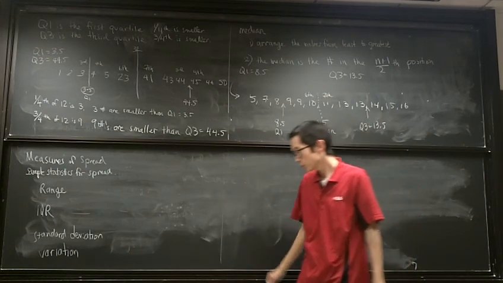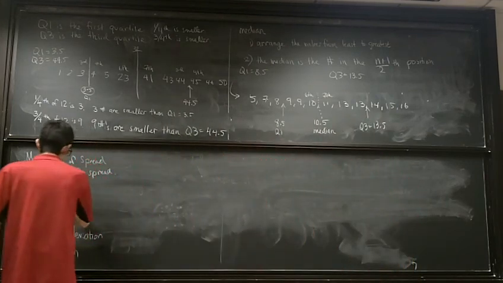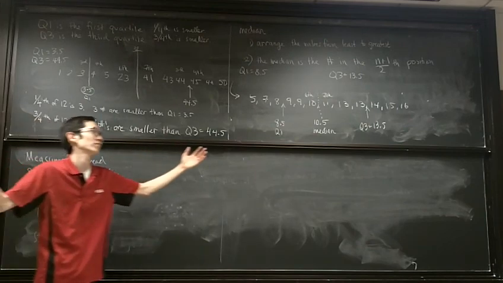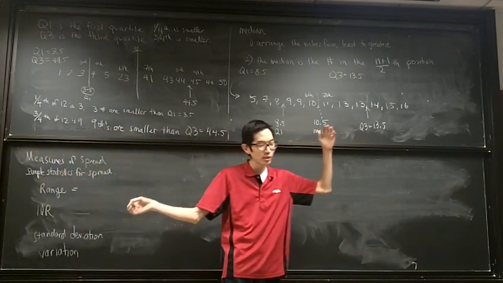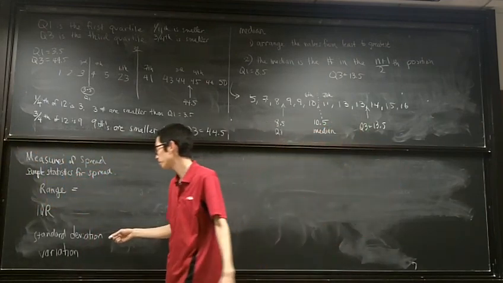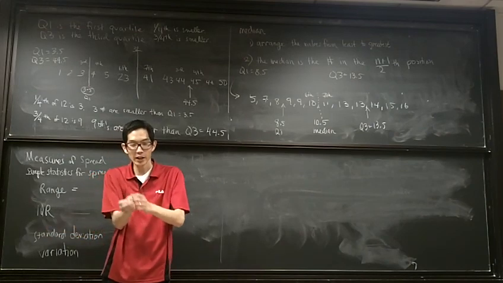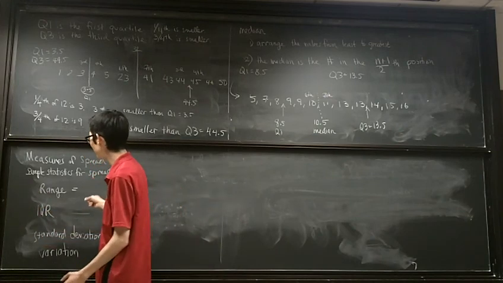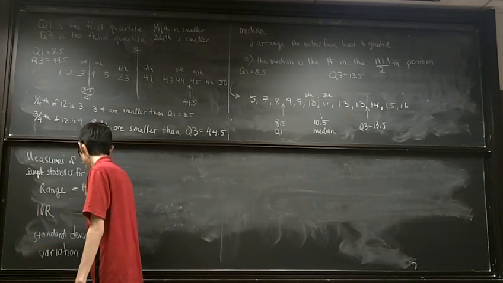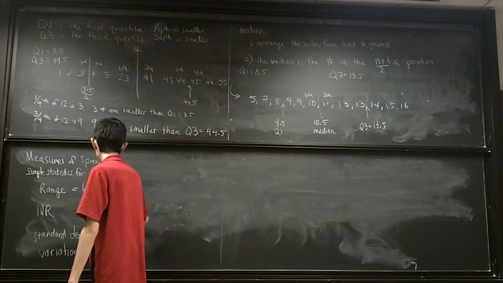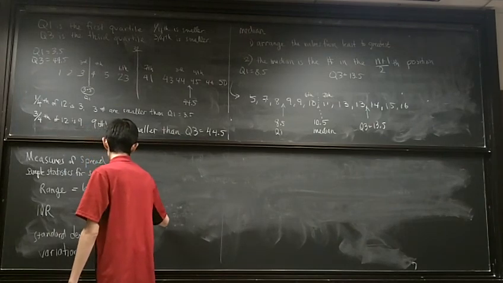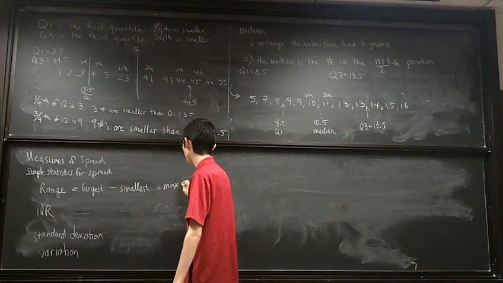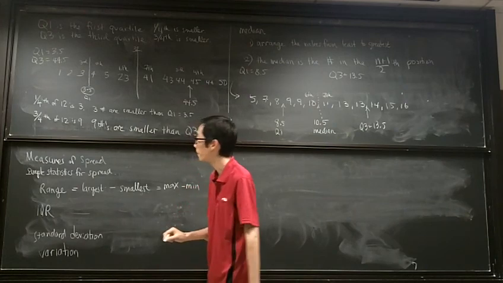Okay, so the range is simple, okay? The range just tells us the difference between the largest number and the smallest number, okay? So it just tells us how much of a range our set of numbers covers. Okay, what is the range of our numbers? Well, it's just the largest number minus the smallest.